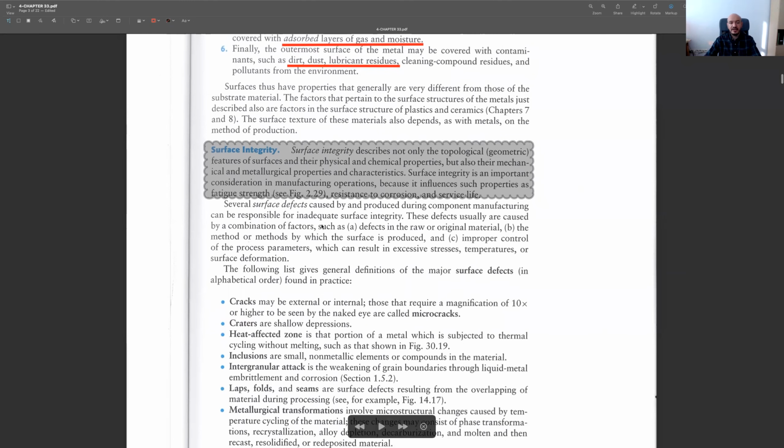So if you are going to use your part in a very critical aerospace application, let's say, then you should check all the details about your surface.